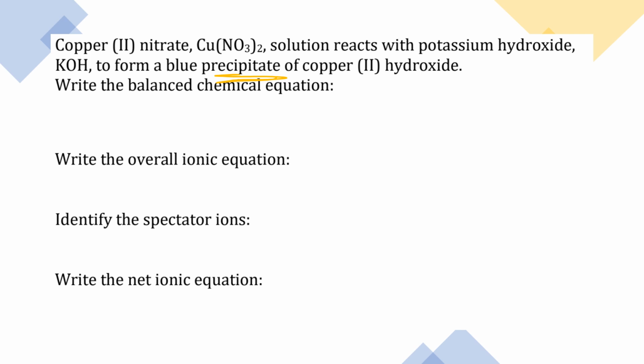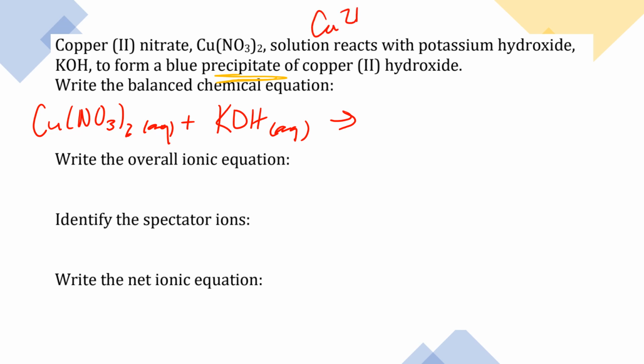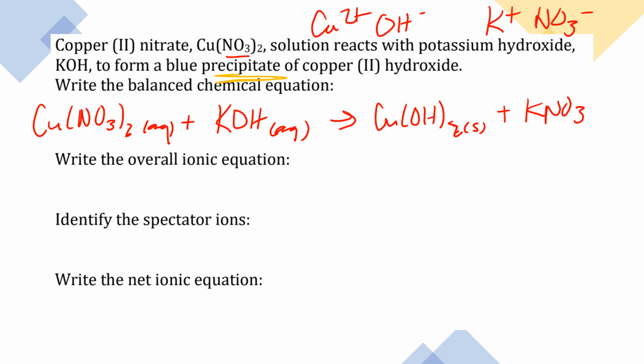So you have copper 2 nitrate solution. So this is aqueous. Reacts with potassium hydroxide, so KOH, produces copper 2 hydroxide. So copper 2 is 2 plus, hydroxide is OH minus. Then you end up with Cu(OH)2 solid. You have the leftovers: potassium, that's K plus, then NO3, because that is your nitrate. So plus KNO3 aqueous.